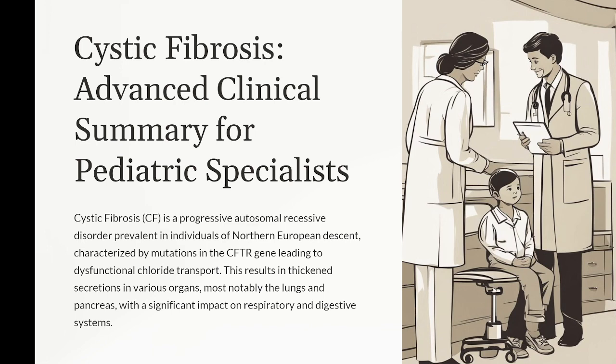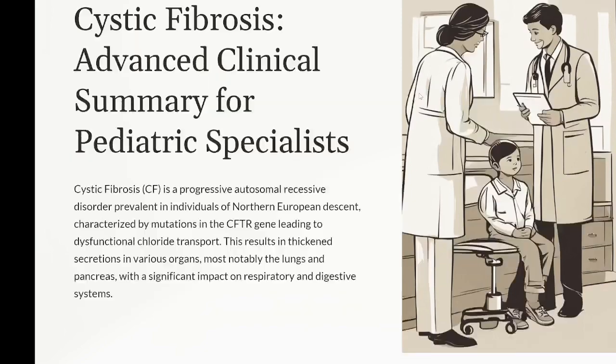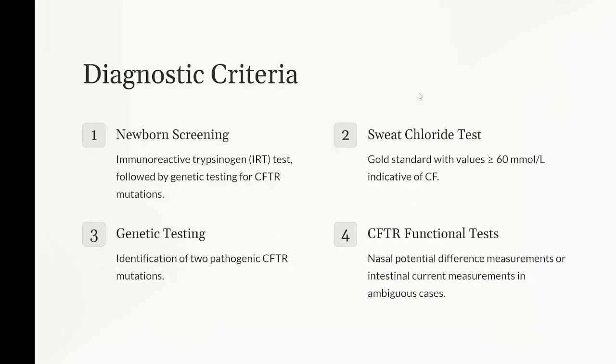This results in thickened secretions in various organs, most notably the lungs and pancreas, with a significant impact on respiratory and digestive systems. Diagnostic criteria: newborn screening, immunoreactive trypsinogen IRT test followed by genetic testing for CFTR mutations. Sweat chloride test, gold standard with values above 60 millimoles per liter indicative of CF.